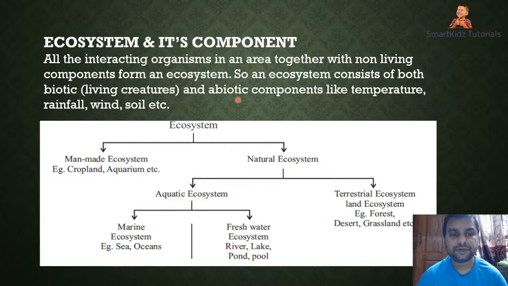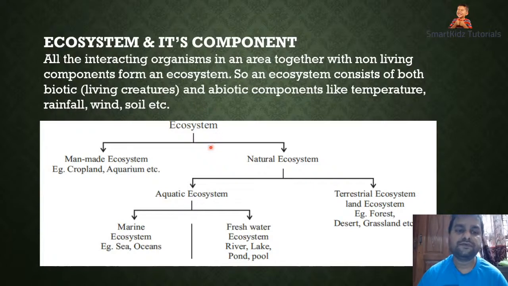Ecosystem and its components. So we need to know what is an ecosystem and what are its components. All the interacting organisms in an area together with non-living components form an ecosystem. That's what I spoke about in the first slide. Everything in the environment, which includes biotic as well as abiotic components, comprises our ecosystem. And this will include even things like temperature, rainfall, wind, soil, etc.